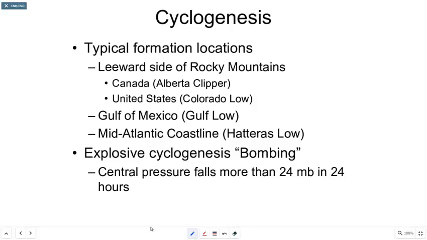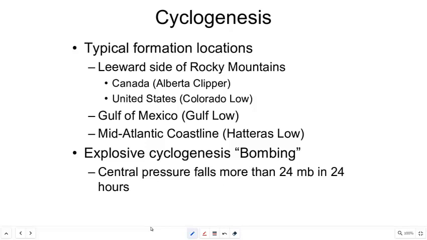Okay, cyclogenesis. Remember we had frontal genesis. That was the creation and or increasing of intensity of a front. So cyclogenesis is the start and or increasing of strength of a low pressure system. So typical formation locations are the leeward side of the Rocky Mountains. We can talk about Canada. We'll talk about the Alberta Clipper. In the United States, we'll pick on the state of Colorado, the Colorado Low.